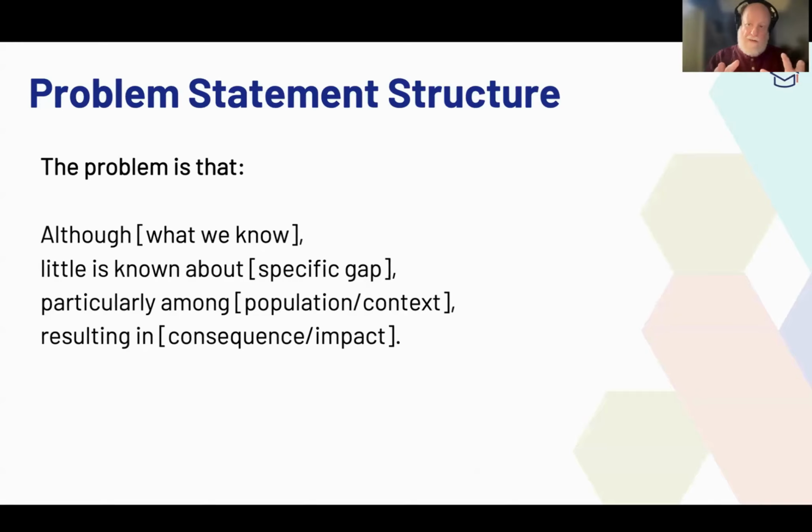So this is sort of just a generic structure. Although we know this, little is known about this, particularly among this population in this context, resulting in typically something. The way you word a problem statement is sort of negative because you don't want to word the problem as a solution because it's not really a problem then. So typically a problem is written as a deficiency, or here are the issues.